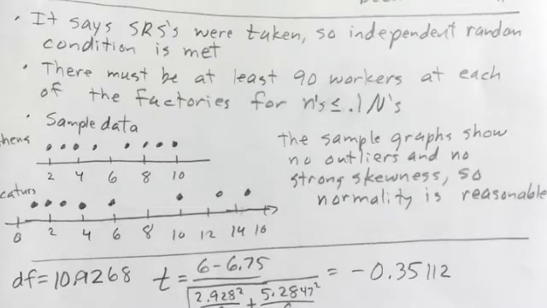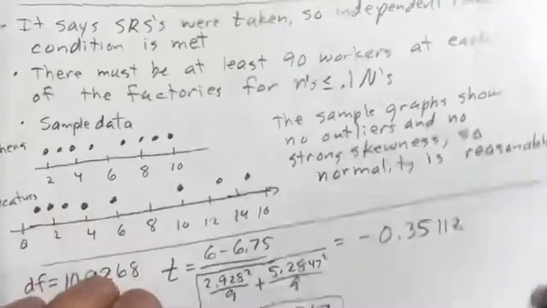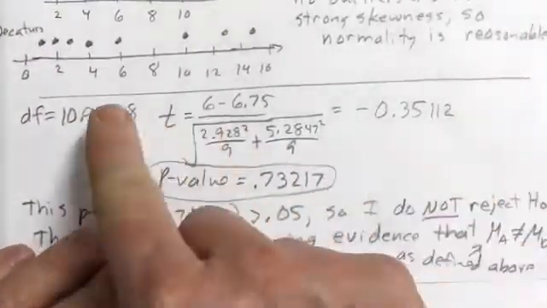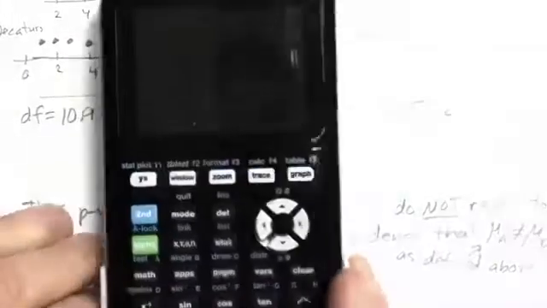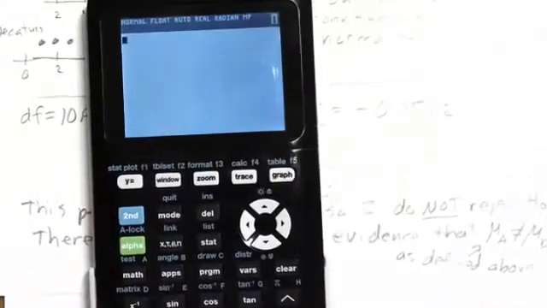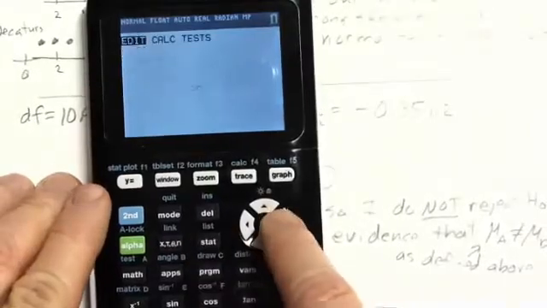All right, and so now let's do our mechanics. We've got to get our degrees of freedom, our test statistic, and p-value, and we can use our calculator to do that. So let's do that. Okay, so we shall say stat.